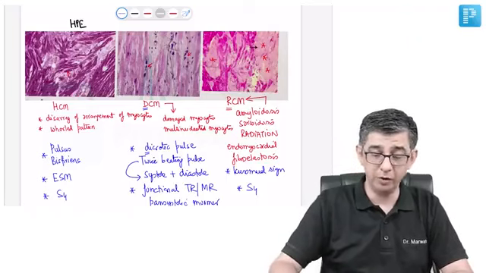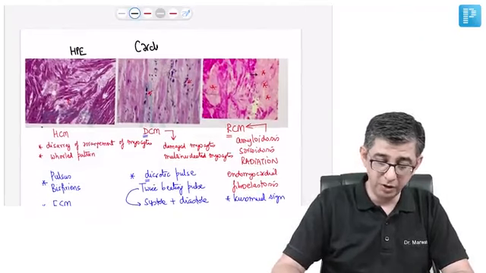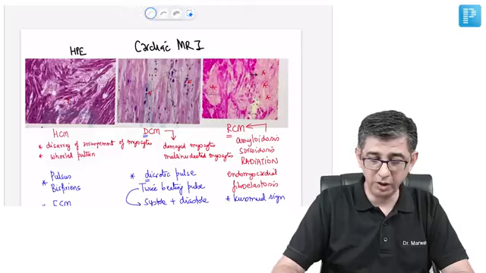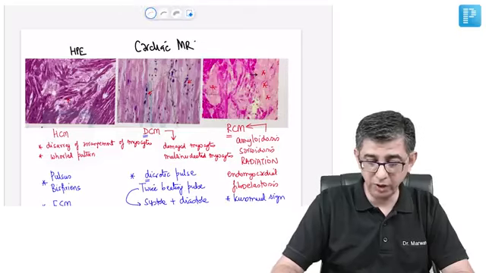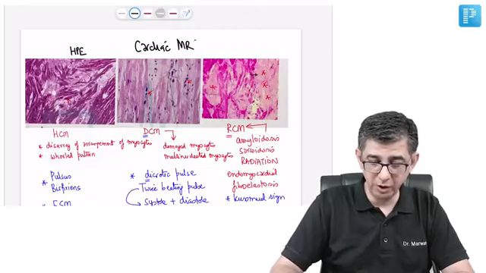Cardiac MRI can be done. I mean, a very good emerging technique nowadays is cardiac MRI. In fact, even in the myocarditis topic, I talked about cardiac MRI. Nowadays, instead of doing endomyocardial biopsy, most of the latest studies talk about cardiac MRI being done.